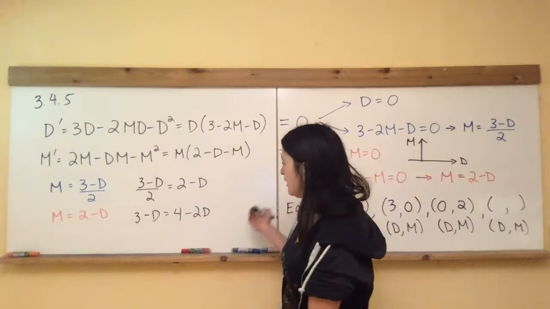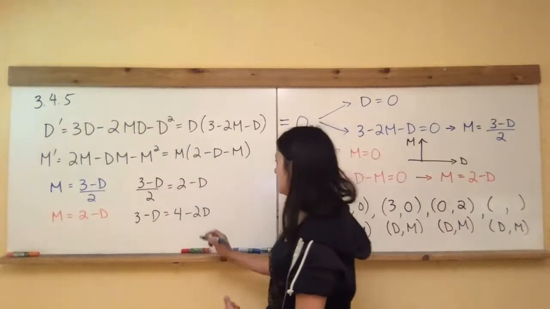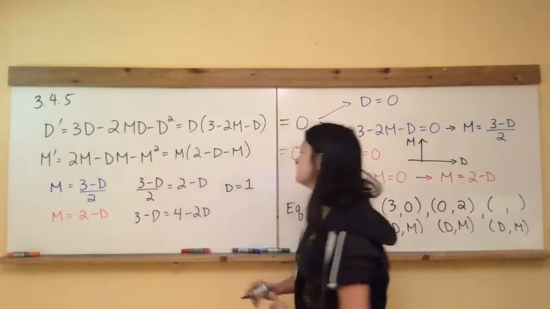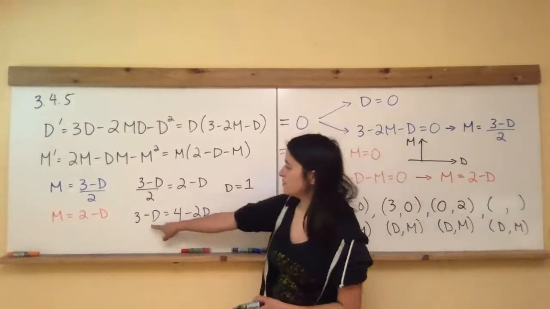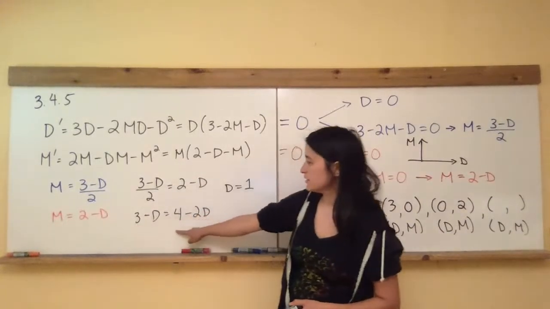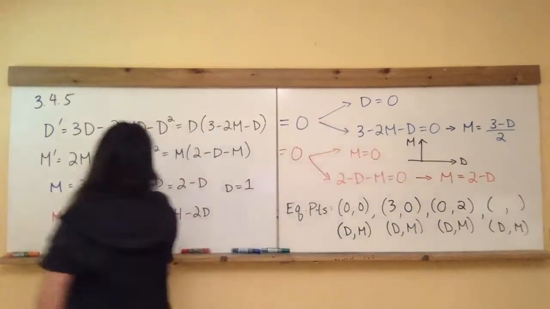Okay, and then I'm going to bring all the d's to this side and bring that to that side. And it's going to give me the fact that d is equal to 1. Right? If I add 2d to both sides, I get just 1d on that side. And if I subtract 3 from both sides, then I get 4 minus 3. So I'll just show that out.